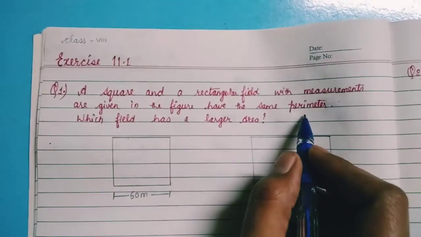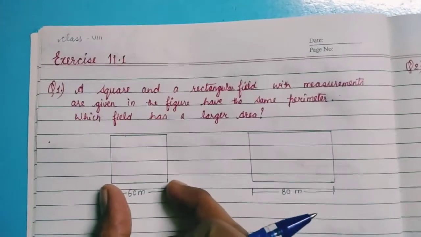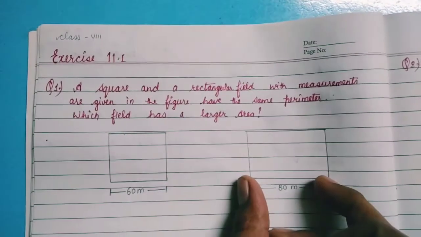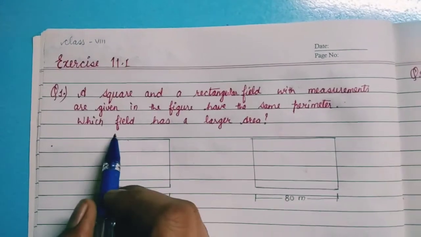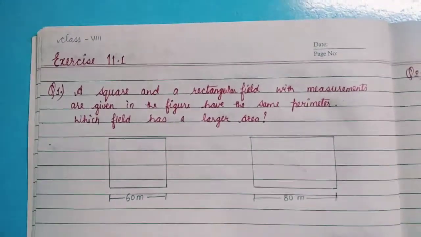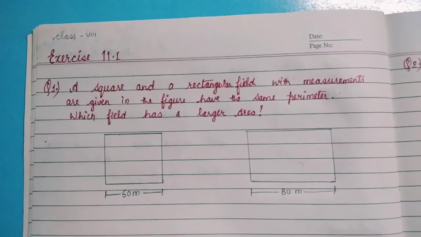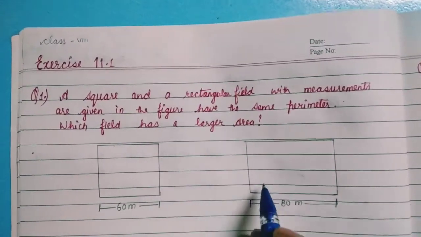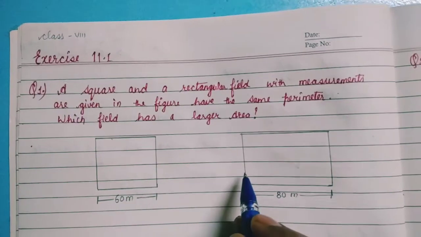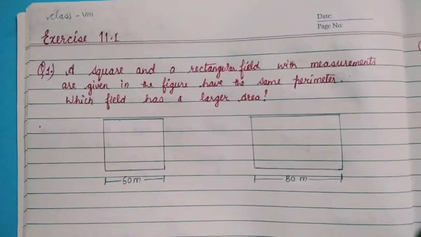They have the same perimeter. The perimeter of the square is exactly equal to the perimeter of the rectangle. Which field has a larger area? What do we need to find? We need to simply find which field, the square field or the rectangle field, has a larger area.